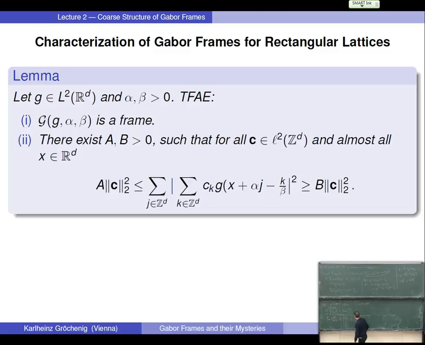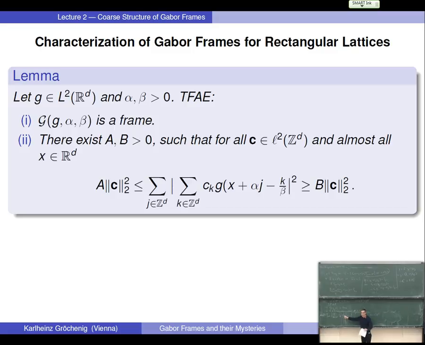So this here is equivalent to the 2 norm of the coefficients, for all finitely supported C, for all C in L2. And the matrix here, so that would be P, what else? Such that for almost all X in, well, let's write R^d.